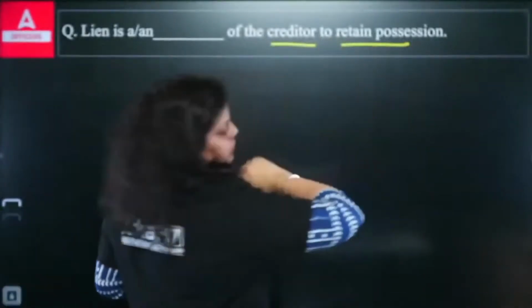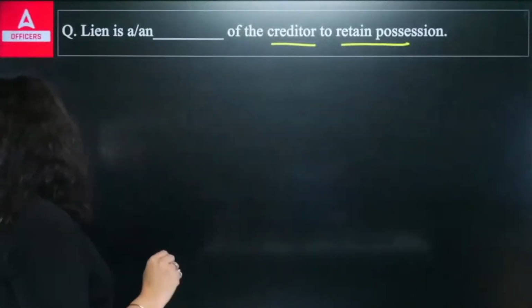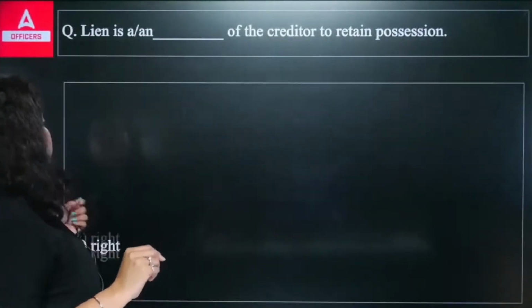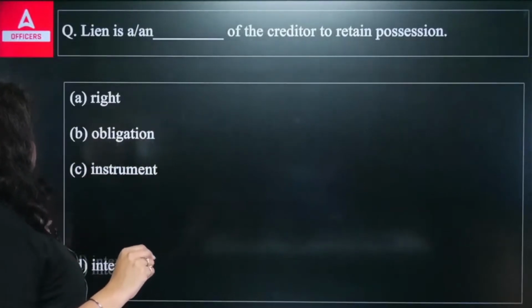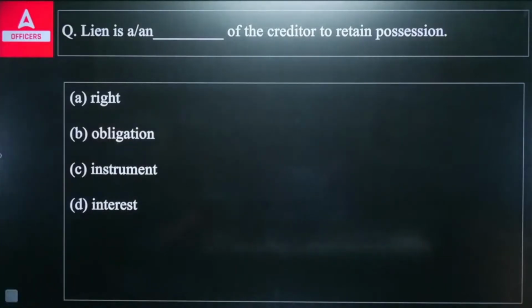Next question is talking about a lien is an dash of the creditor to retain the possession. What is a lien? So a lien is an dash of the creditor to retain the possession, and the options are right, obligation, instrument, or interest. It's a right of the creditor, it's an obligation of the creditor, it's an instrument of the creditor, it's an interest of the creditor. Which of the following is correct?